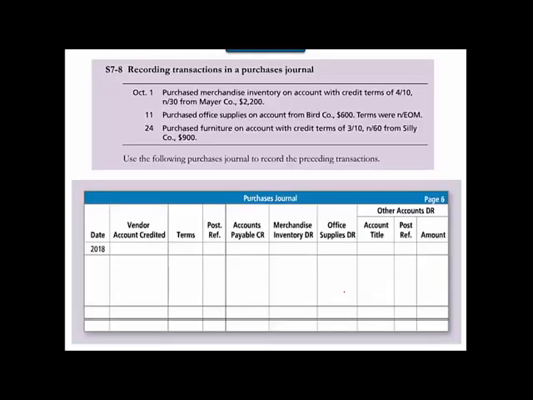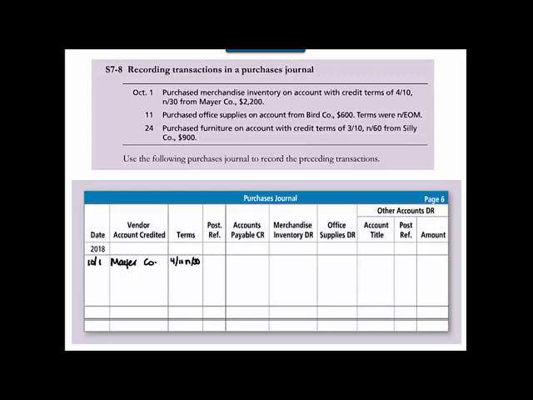So let's do one of these. On October 1st, I purchased merchandise inventory on account, terms 4/10, net 30, from the Meyer Company for $2,200. So on 10/1, the vendor account, or the subsidiary accounts payable, is the Meyer Company. The terms are 4/10, net 30. I'm not going to post that down yet. And so I purchased inventory.